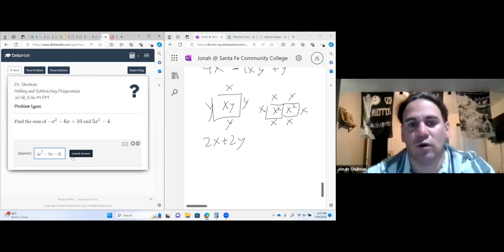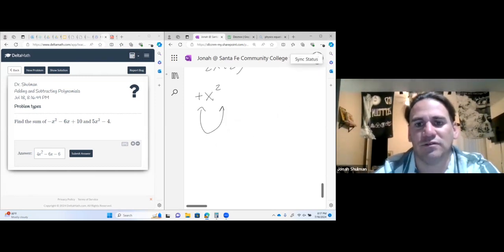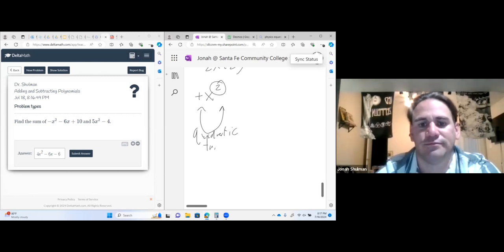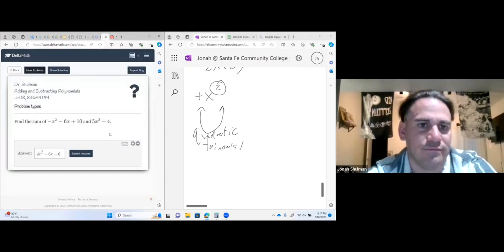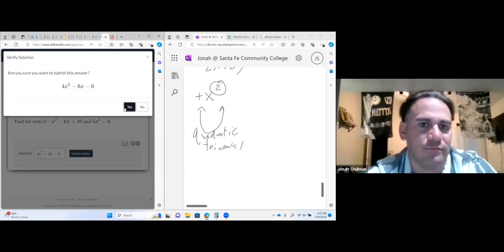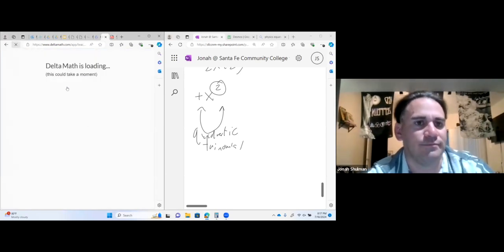This one is called a quadratic trinomial. It has a positive x squared. It's a happy face. Quadratic. It's called quadratic because of this, and it's a trinomial. All right, let's keep on trucking. All right, we got a reload page.